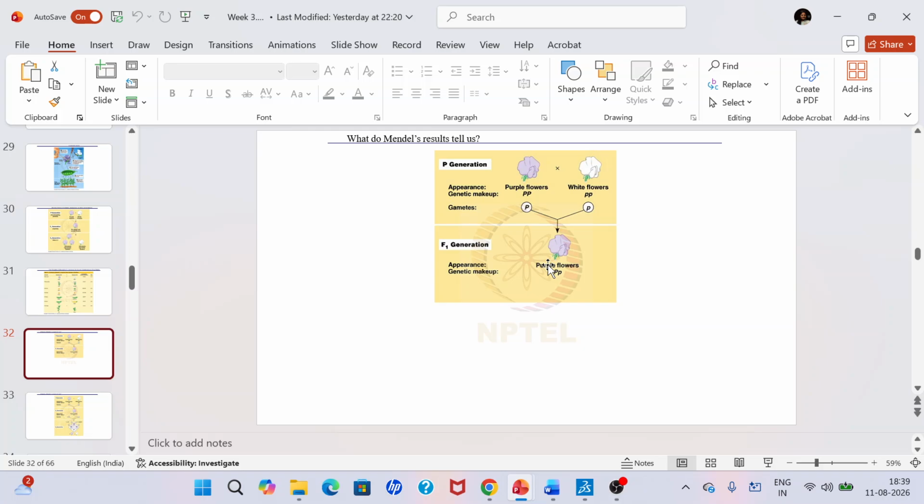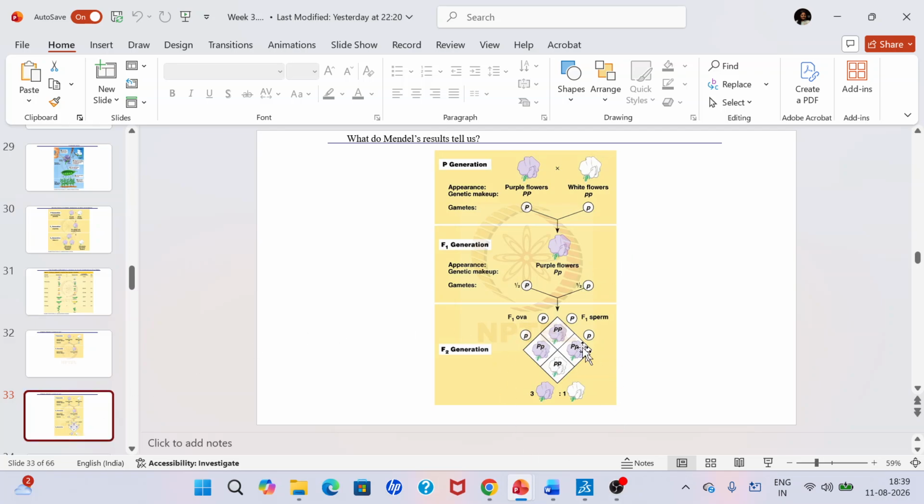This is only possible when one parent is homozygous dominant, so the heterozygous condition is there. Here we have a capital P and a small p, and all the flowers were purple. That means one character is dominant over the other. Then next, in the following generation, he crossed these flowers among themselves, and he found that three of the four were dominant and one was recessive and gave the white flower. That means the ratio came out to be 3:1.